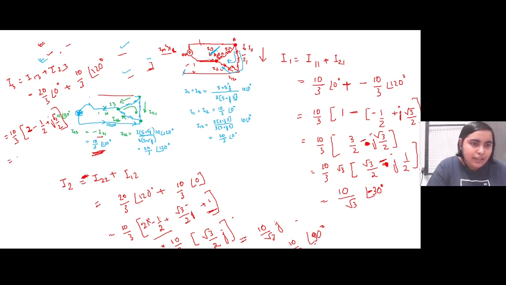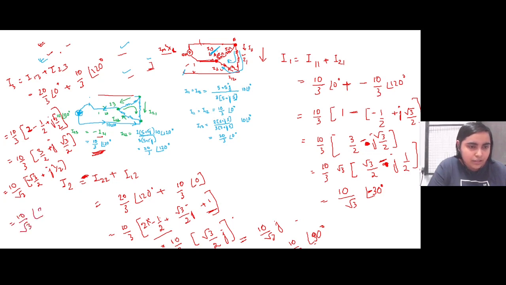So again in this case, 10 by 3, this is 3 by 2 plus j root 3 by 2. Take root 3 common, so it will be 10 by 3 times root 3 by 2 plus j half. So again, this comes out to be 30 degrees. So these are I1, I2 and I3 you have got now.